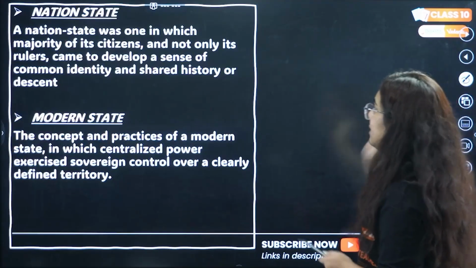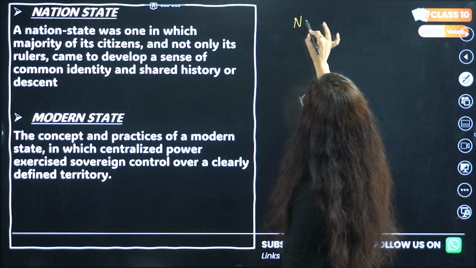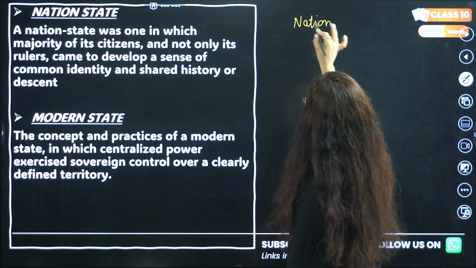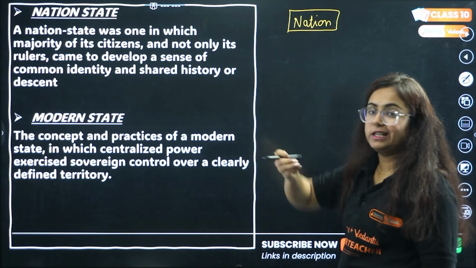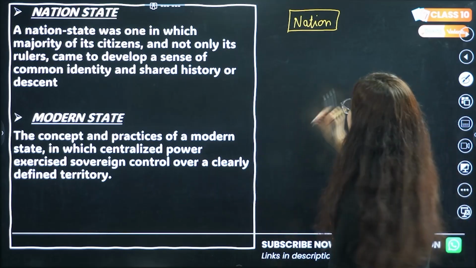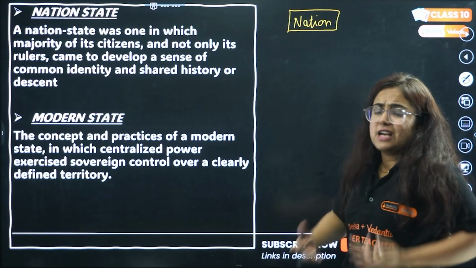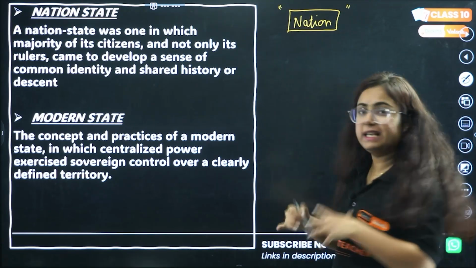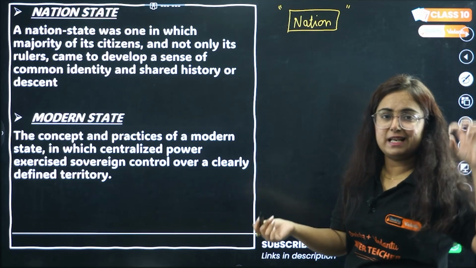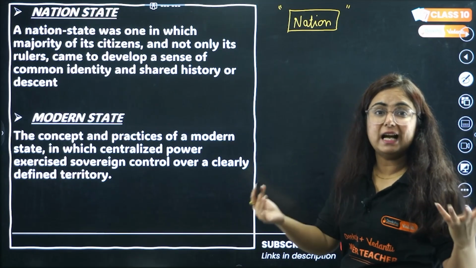Now here comes a word, that is nation. Ma'am, you are again and again saying that the feeling of collective belonging, common identity towards the territory is known as nationalism. And nationalism can only come whenever we have a nation. Right now India is a nation. We say that USA is a nation. But from where did that concept come?